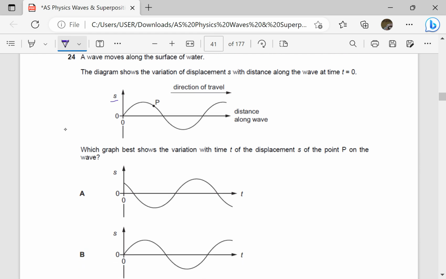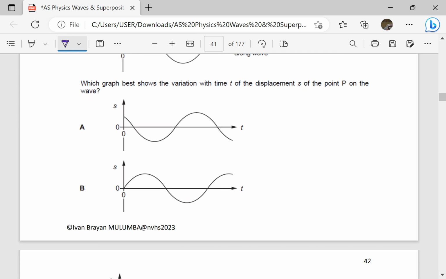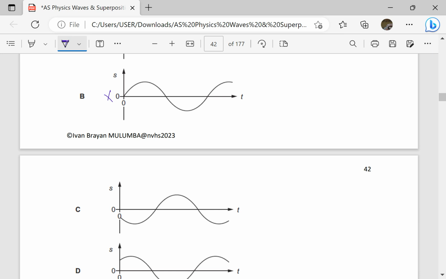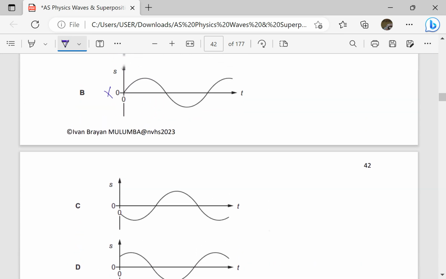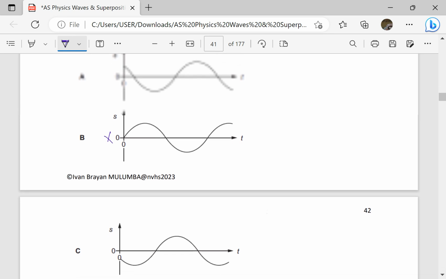Which graph best shows the variation with the time t of the displacement S of the particle? Since at time t the particle is already here, it means our graph should not start from the origin. That means we shall eliminate all graphs starting from 0, 0. This one is eliminated, and A. So we have eliminated B.